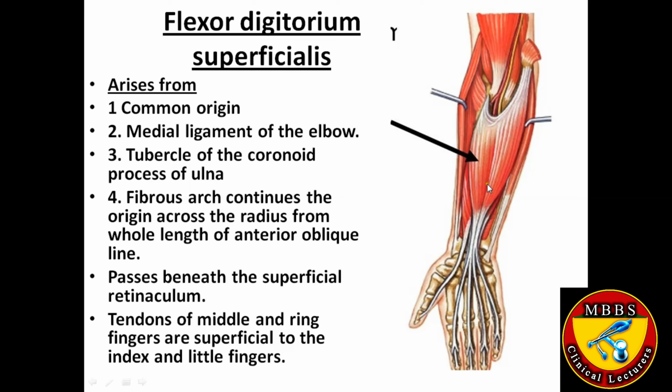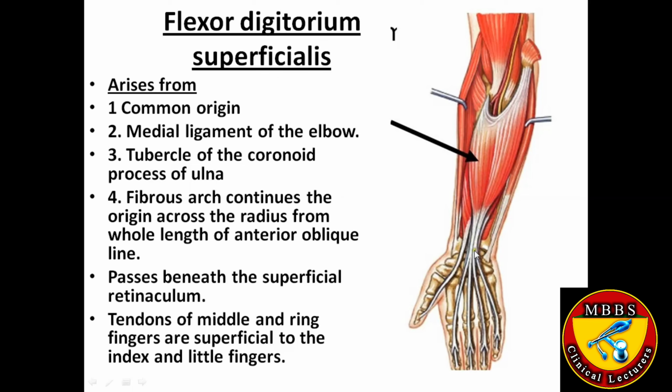Then they combine together to form the bulkiest part of the muscle, and in the lower part of the forearm near the wrist, it splits into four tendons to attach to the medial four fingers. The tendons pass beneath the fibrous arch present at the wrist, which is called the flexor retinaculum.